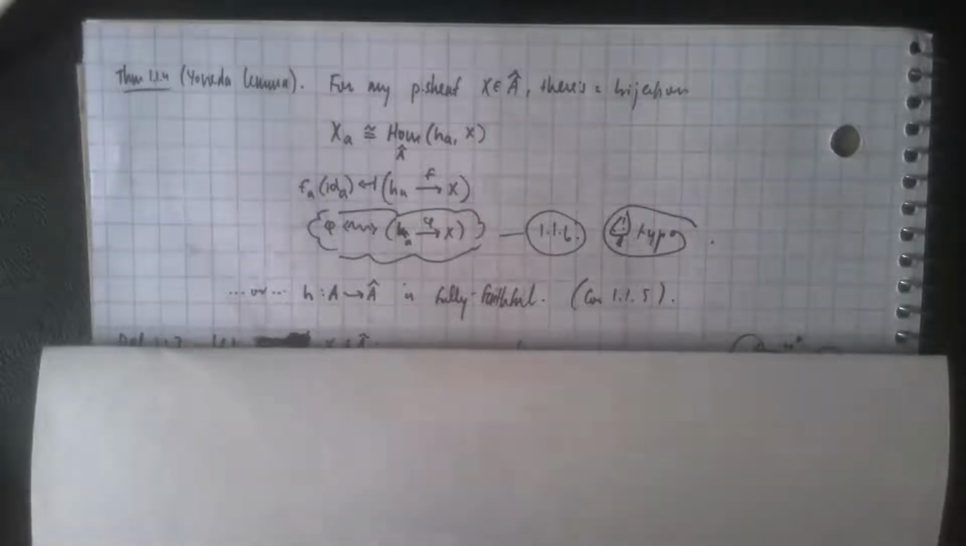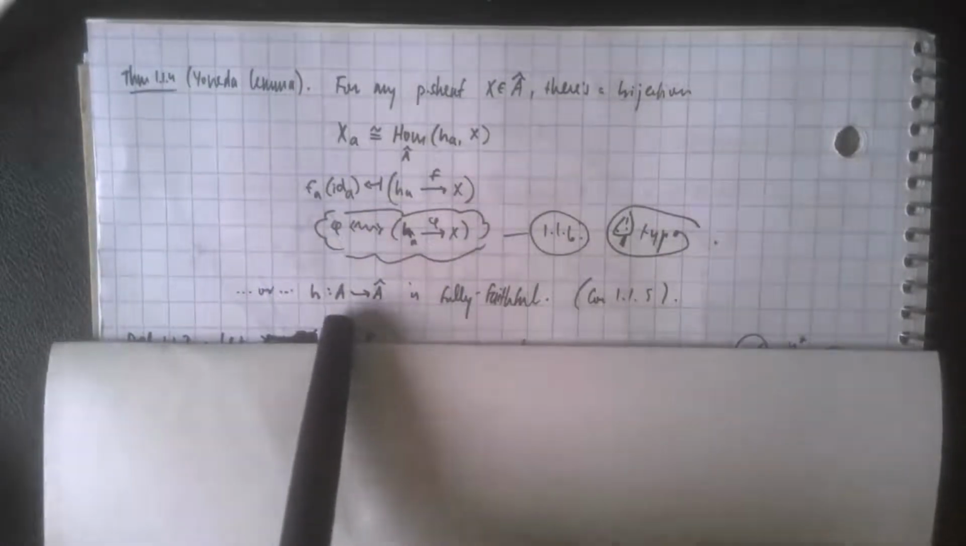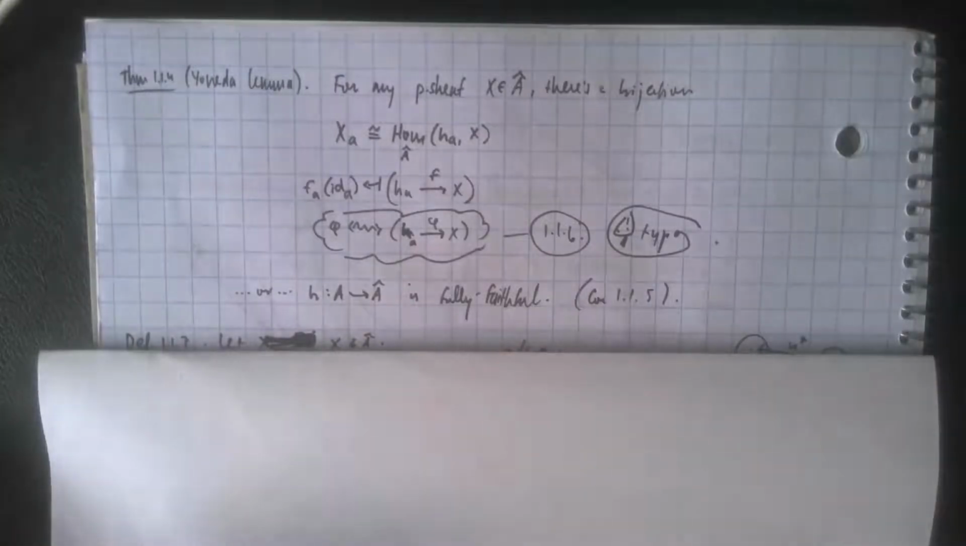Okay, and sometimes the Yoneda lemma is stated like this, as he does in the book. Then sometimes people also include this part as part of the statement of the lemma, which is that the embedding is fully faithful. In Cisinski, that's written as a corollary, 1.1.5.